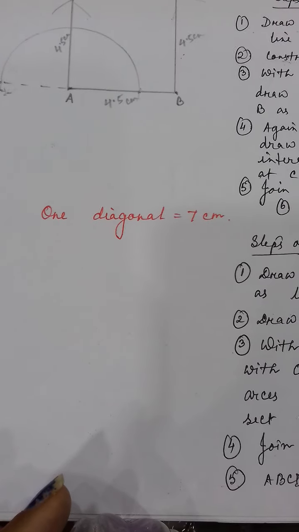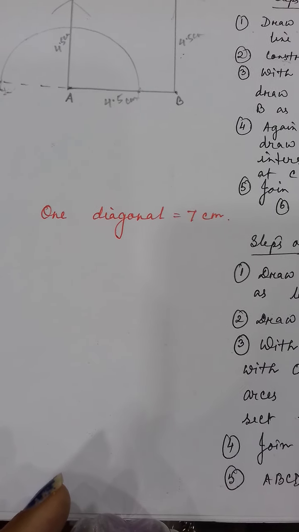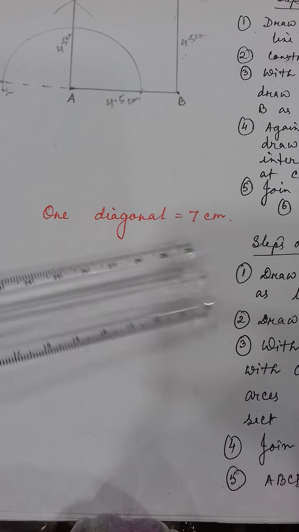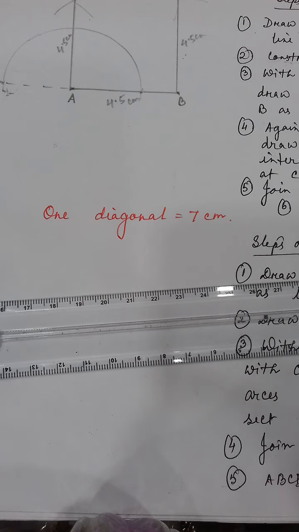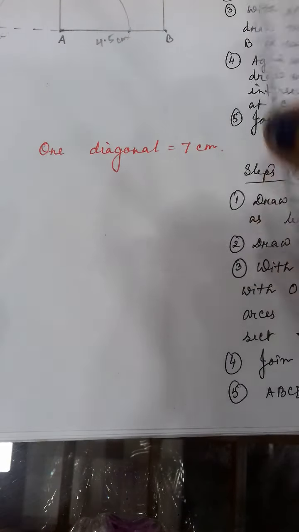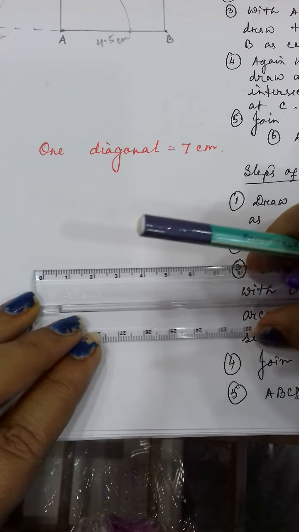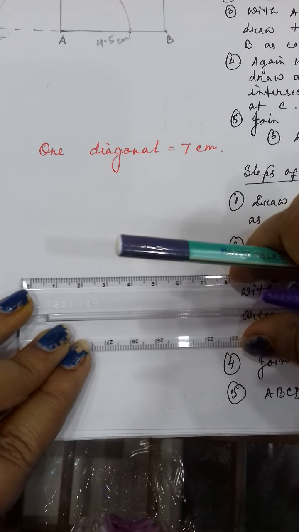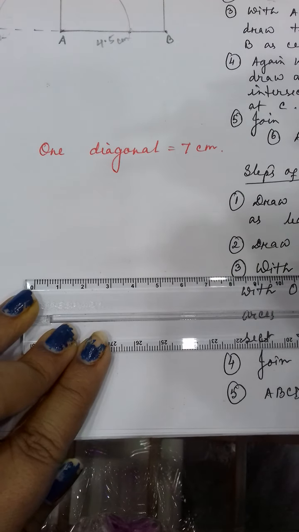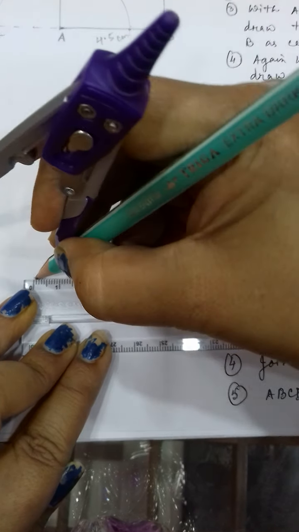Now with one diagonal, how to construct? When you construct a square with one diagonal, that diagonal you will consider as the baseline. Clear? So here you will consider this 7 centimeter as the baseline.